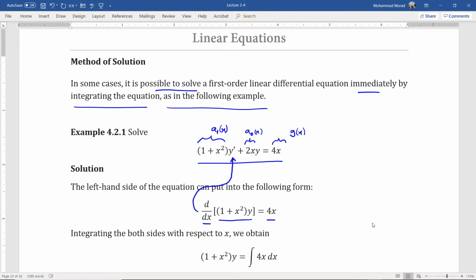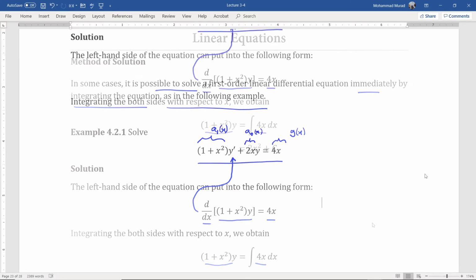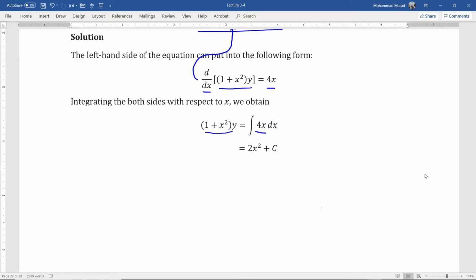Now, integrating both sides with respect to x, we obtain the quantity 1 plus x squared times y in the left-hand side and the integral of the quantity 4x in the right-hand side. The right-hand side gives 2x squared plus c, where c is an arbitrary constant of integration.